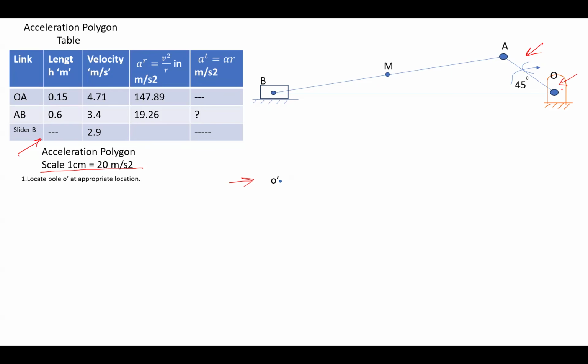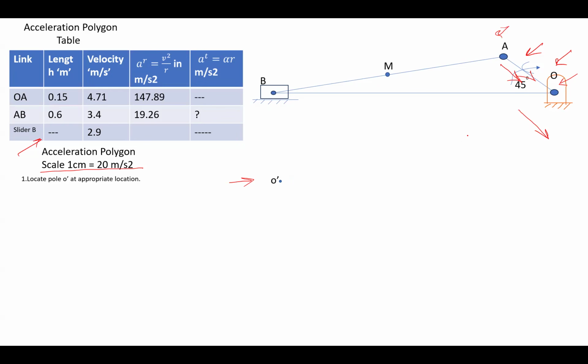Fixed point is always the center for any link. So O is the fixed point. So the radial component is moving toward that center, which means the radial component is going in the downward direction. And in this downward direction, you have to draw a line parallel to this link AO. From where, either the O or A point should be available here.